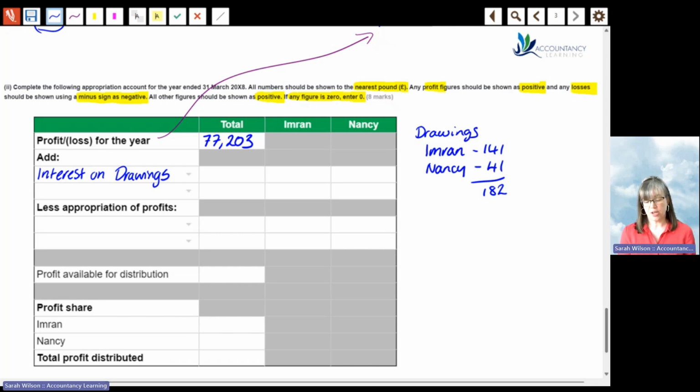So there's one of two ways you can do it. You could either do what I've just done there, added them together and put it in as the total, or you could put them in separately and then add them together so that you've got your total. Now, there's nothing else to add to the profit. So we do need to make sure that because we're going to add up all of this totals column, we put a 0 in that box.